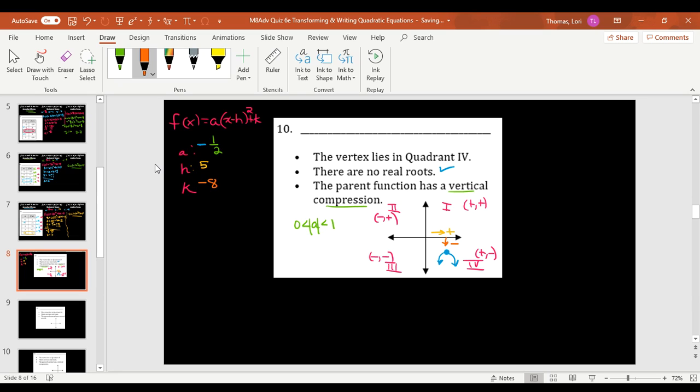So now we're going to put it all together. My a value is negative because it turns down. It is a 1/2 because it's being compressed. Then I have x minus my h value, and then whatever the k value is, so it's -8. So you are looking for your a to be negative, your a to be between 0 and 1. This must be minus, and this must be minus. So you can have different numbers here, here, and here.